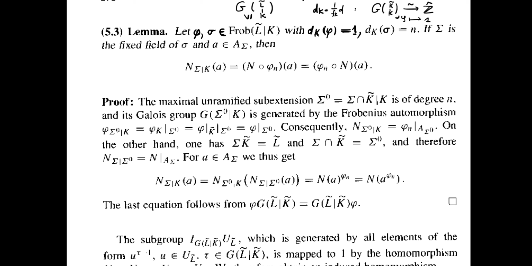Yes. And so where is it? Under the quotient map, the restriction map, we map it here to G_{K tilde} over K. So Frobenius is actually here, but we do the restriction to this group, and it's mapped to 1, and now sigma is also in this group.